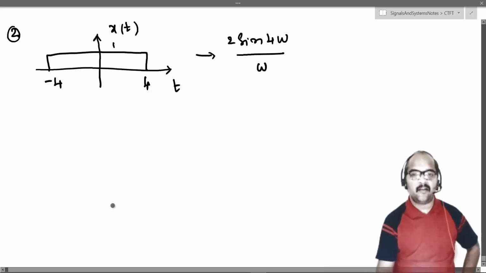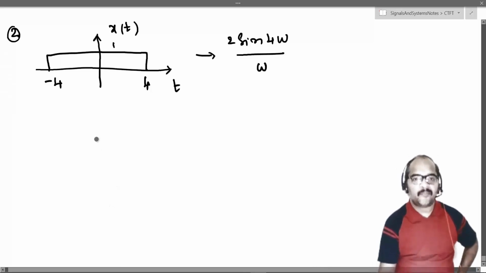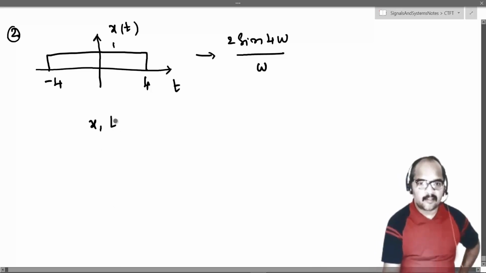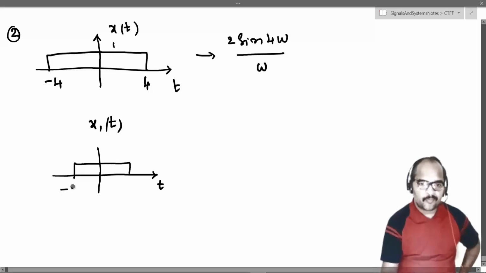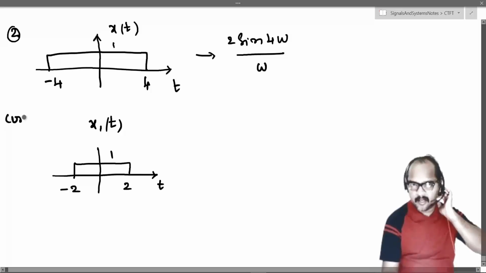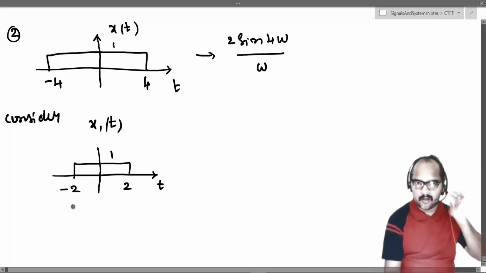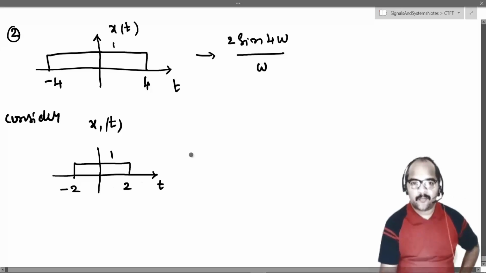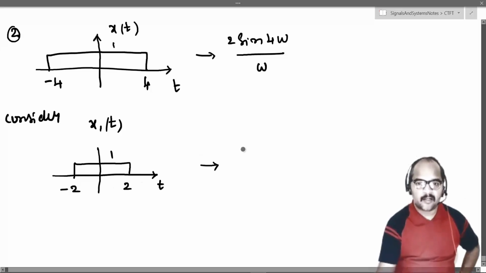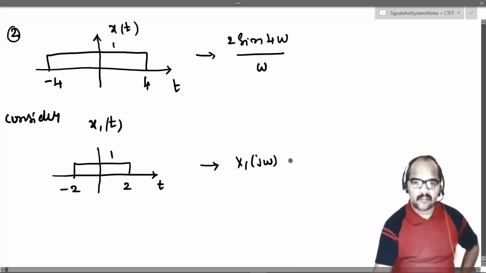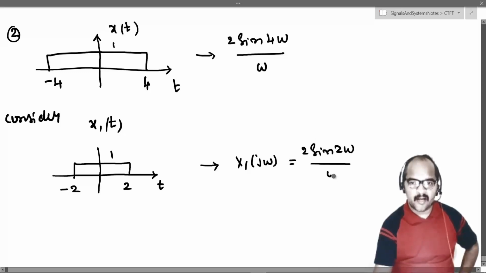So let us see whether we get this by using the time shifting property. Again, let us consider a new signal x1 of t, which is a rectangular function from -2 to +2 with amplitude 1. Consider x1 of t, a rectangular signal from -2 to +2. We already know its Fourier transform, x1 of j omega, is equal to 2 sine 2 omega divided by omega.